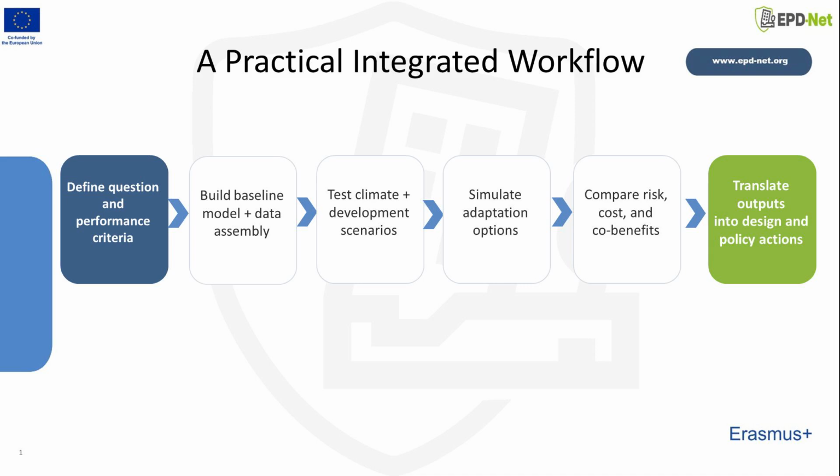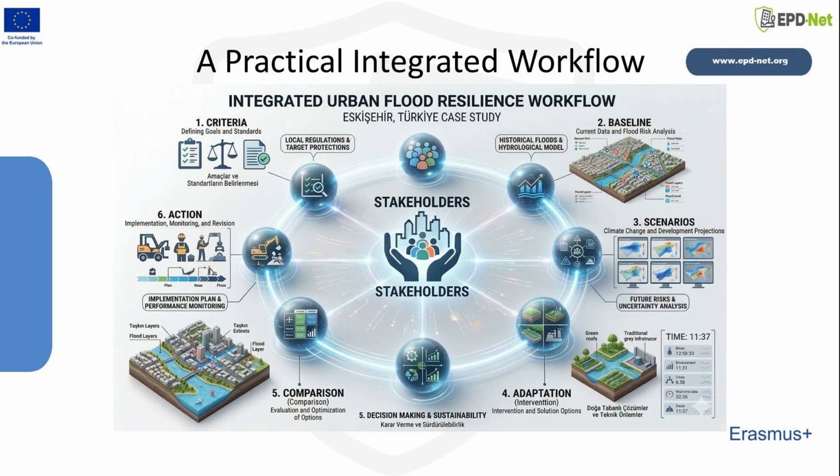A practical workflow is screen then zoom. Start with a simpler model to narrow down hotspots and candidate interventions, then apply more detailed hydraulics where design choices require street-level depth and velocity. A simple rule of thumb is to start with the planning question and then choose the simplest model family that can answer it credibly. A practical integrated workflow can be expressed in 6 steps.